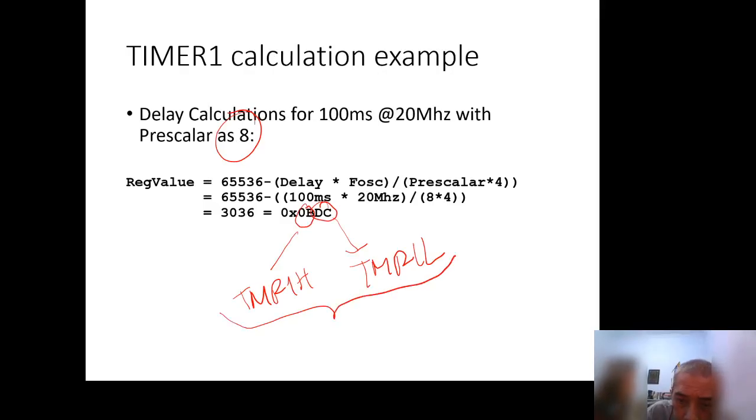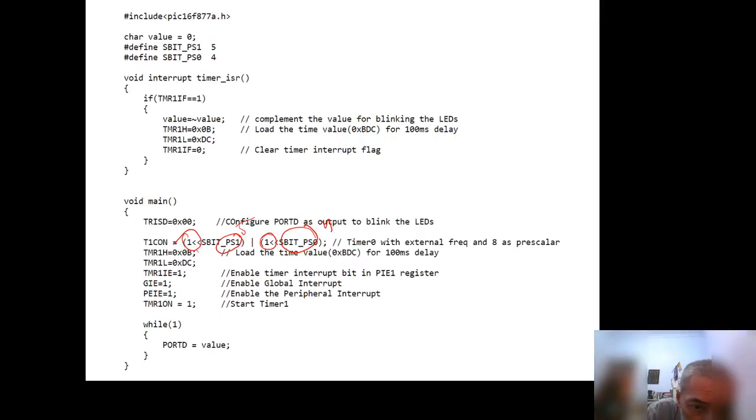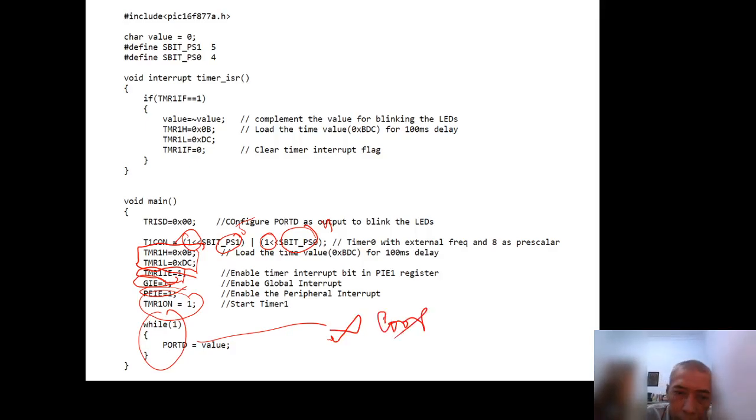TMR1H and TMR1L can be written like this. Okay. So in the interrupt enable, you have to set the bit to 1, also the global and also the peripheral. And then you can start the timer using TMR1ON equal to 1. So this is the infinite loop. If the overflow is achieved, they will execute this interrupt.